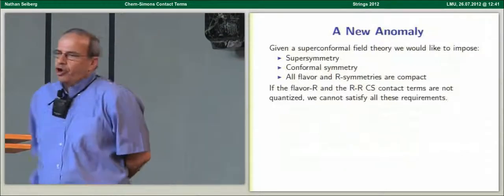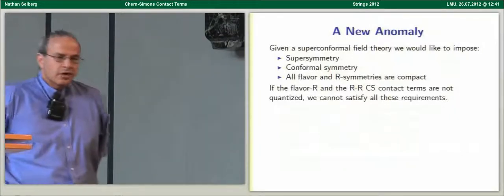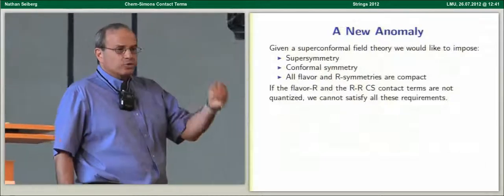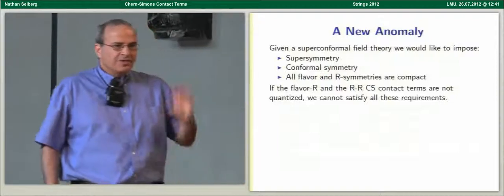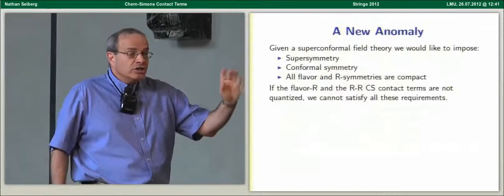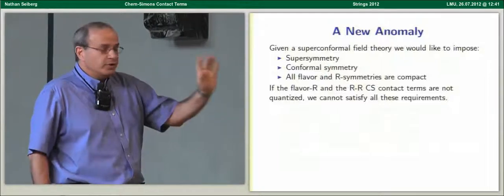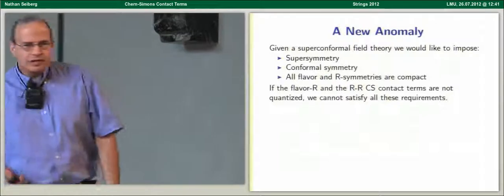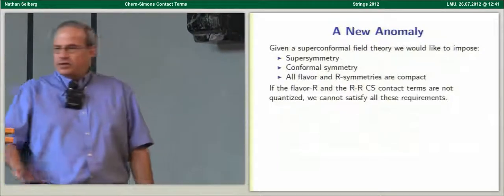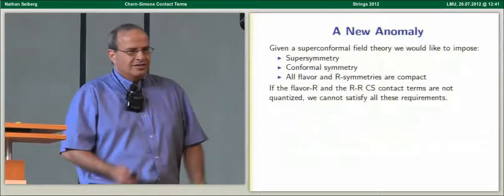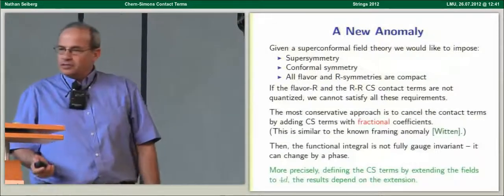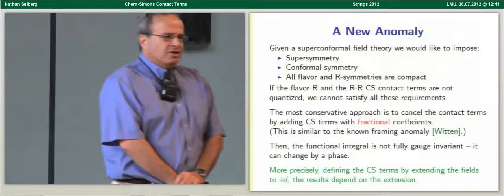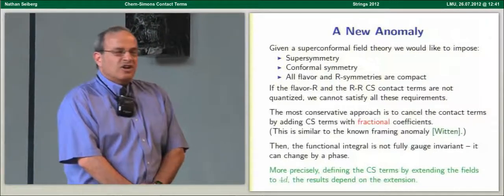If the flavor, R, and RR Chern-Simons terms are quantized, no problem, we'll just use the freedom we have to add counterterms to fix the problem. But if it so happens that these contact terms are not quantized, we are in trouble. And I'll show an example of that soon. So what should we do about that? Imagine we are given a superconformal field theory, and these counterterms, these contact terms are not properly quantized. So one approach is just to live with this and say that the contact terms are not conformally invariant.